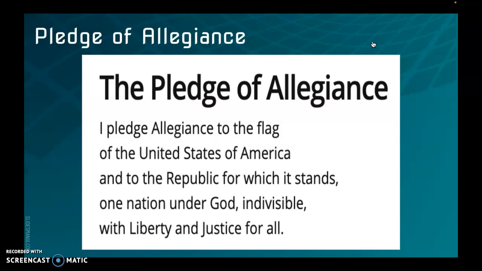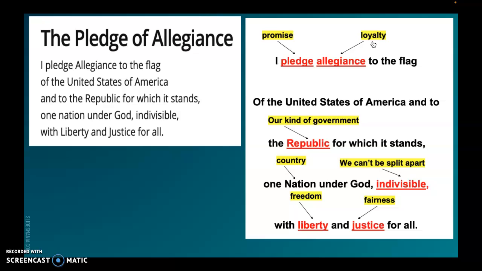And here is the Pledge of Allegiance, and we say it every morning here at school. I pledge allegiance to the flag of the United States of America and to the republic for which it stands, one nation, under God, indivisible, with liberty and justice for all. That is the pledge or the promise that we make each day to our country. And this is just a quick breakdown of the pledge and the promise. I do have a video that I'm going to put in Google Classroom, and it will talk through each of these points. So please take time to watch the video after watching this one.